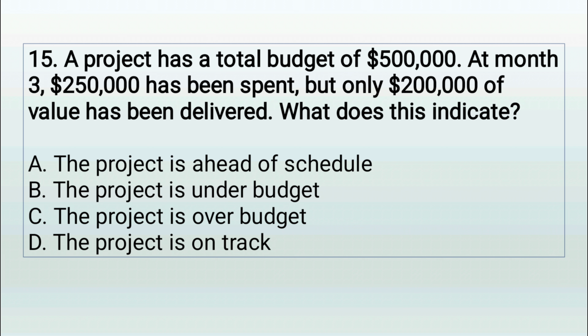Earned value scenario. A project has a total budget of $500,000. At month 3, $250,000 has been spent, but only $200,000 of value delivered. What does this mean? A. Ahead of schedule. B. Under budget. C. Over budget. D. On track.